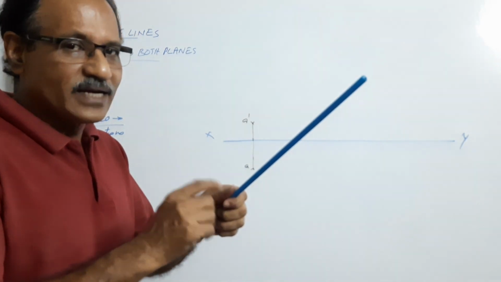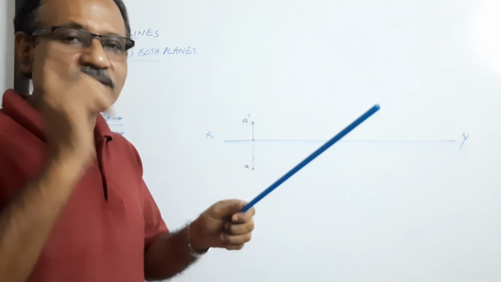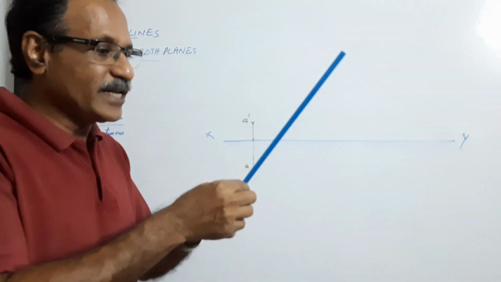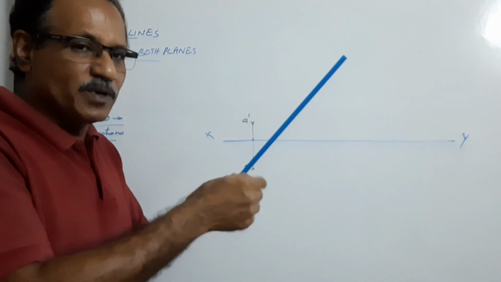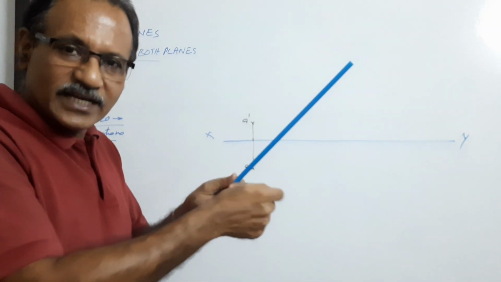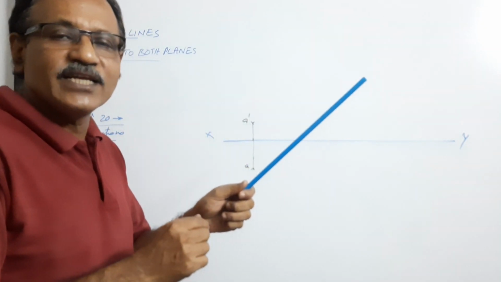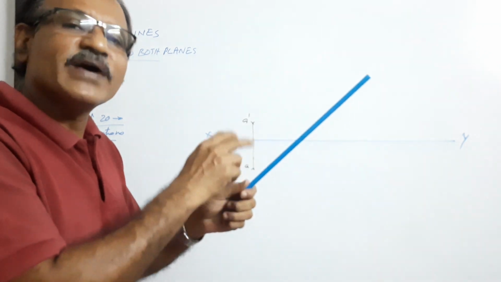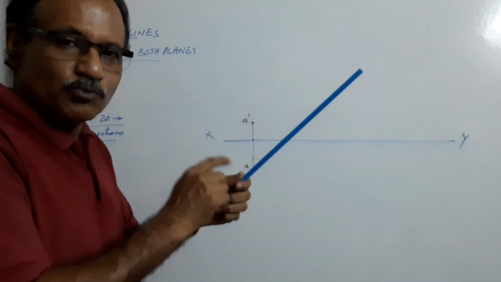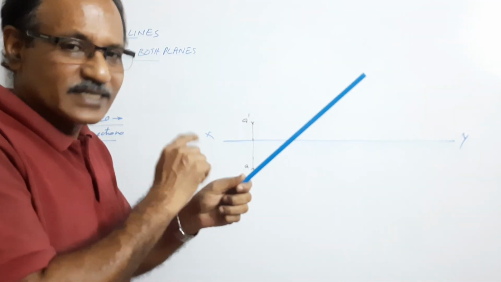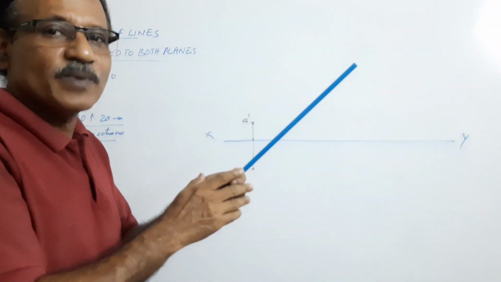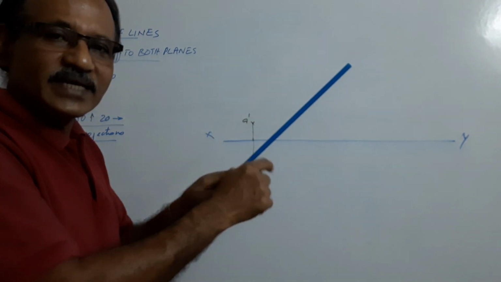This is the line. You have located the plan and elevation of the given point. The next step is to assume the line is parallel to VP and inclined to HP by theta. The given value of theta is provided and we have assumed phi is 0. When you say the line is parallel to VP, the value of phi is 0. So I have assumed a position as the second step: assume the line is parallel to VP and inclined to HP by the given angle theta.